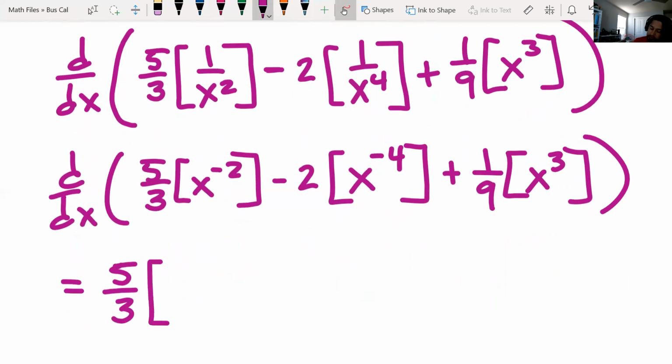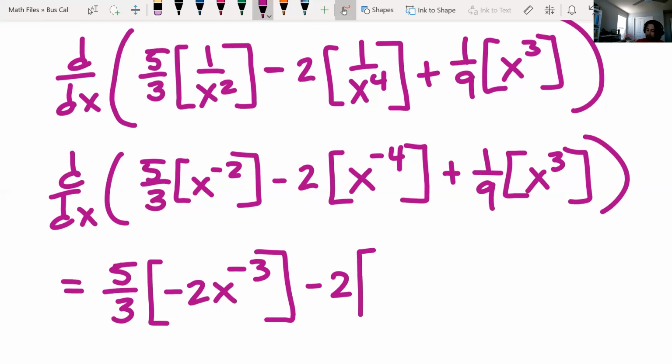5/3 times, what is the derivative of x to the negative 2 going to be? Negative 2x to negative 3. There we go. Minus 2 times, what's the derivative of x to the negative 4?